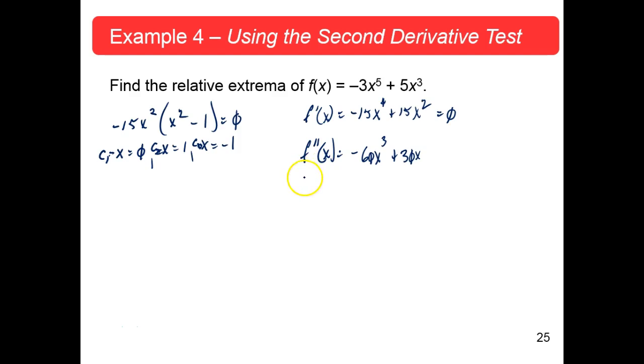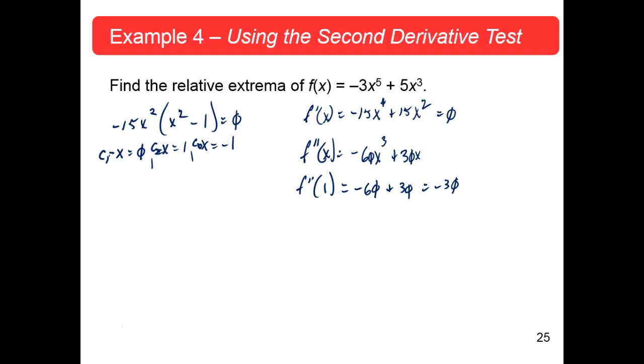Okay? So let's do F double prime. Which one you want to do first? Second? 1. Okay? And what do you get then? Minus 60 plus 30 equal? Negative 30. What does that tell you about the concavity at x equal 1? It's going down. So what must that critical value be?